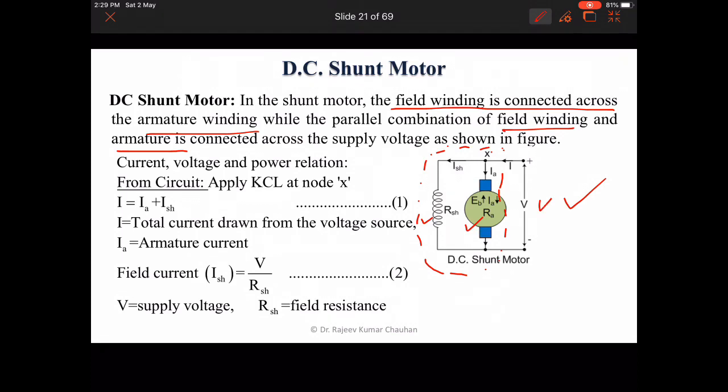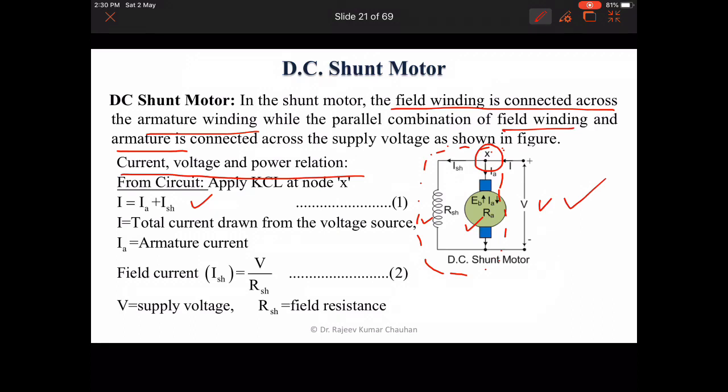Okay, so from the circuit we can write down the current, voltage and power relations. From the circuit at node X, we can see that the current drawn by the motor, I, is the entering current, while the armature current IA is an outgoing current and the shunt current ISH is also an outgoing current. So using Kirchhoff's current law at node X, we obtain the relation I is equal to IA plus ISH.